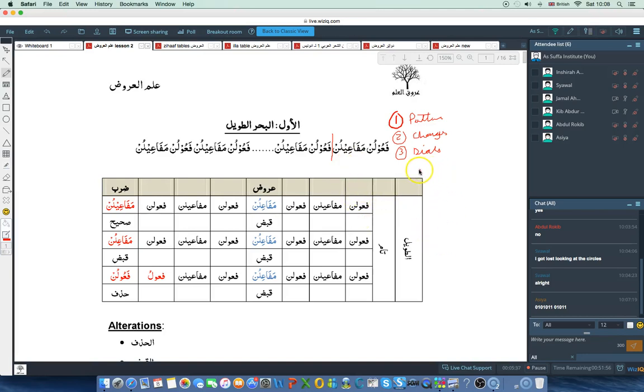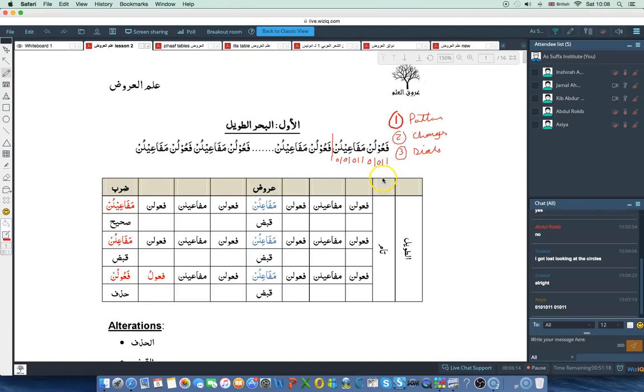Done? Tell me when you're done. Okay, one person's done. Let's have a go then. Fa 1, u 1 0, lun 1 0, ma 1, fa 1, alif 0, ain 1, ya 0 1 0. That's what you should have got. This is how it should have been broken down.